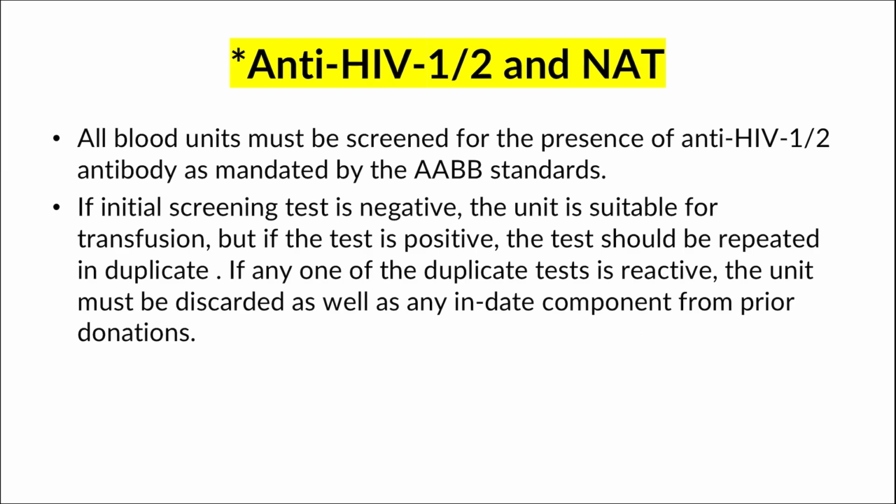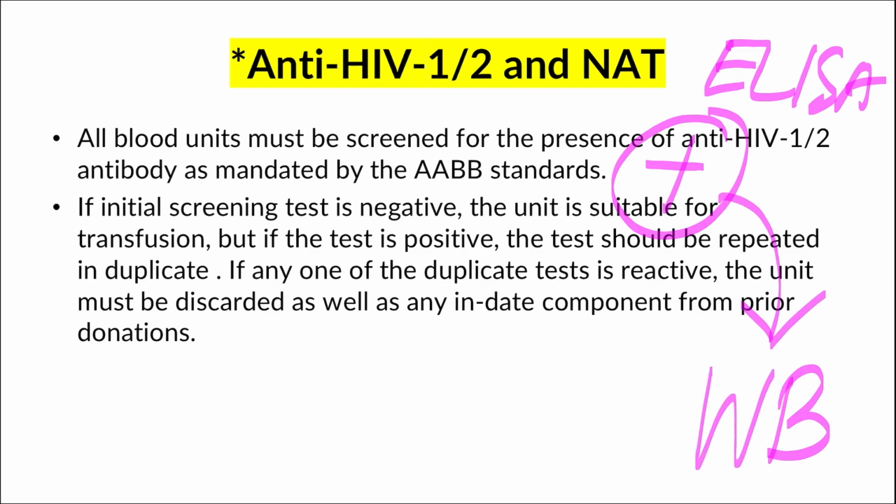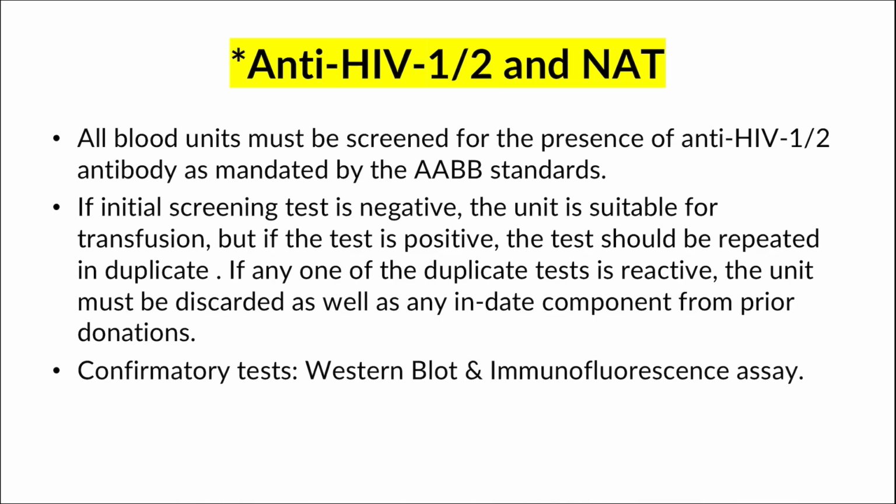as mandated by AABB standards. If the initial screening test is negative, the unit is suitable for transfusion. But if the test is positive, the test should be repeated in duplicate. Remember, what's the screening test for HIV? The screening test for HIV is ELISA. So if it's negative again, you can transfuse. However, if it is positive, of course, you have to confirm it using the Western blot, because Western blot is the confirmatory test for HIV. Confirmatory test, there it is, Western blot, and you can also use immunofluorescent assay.